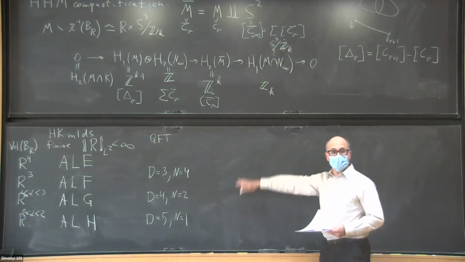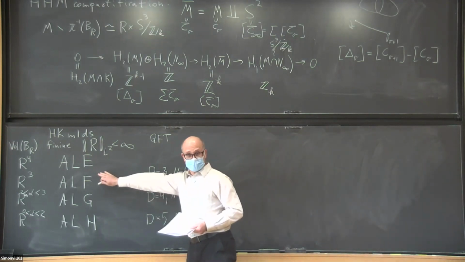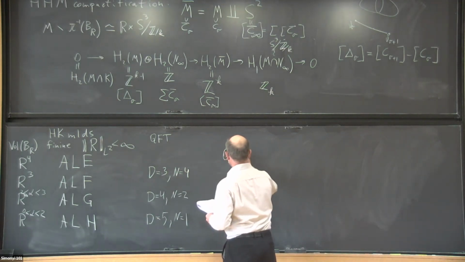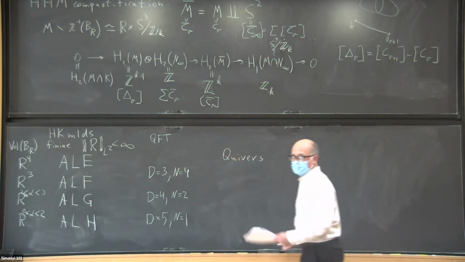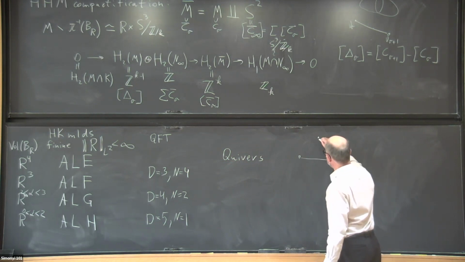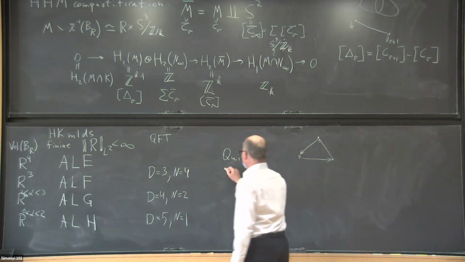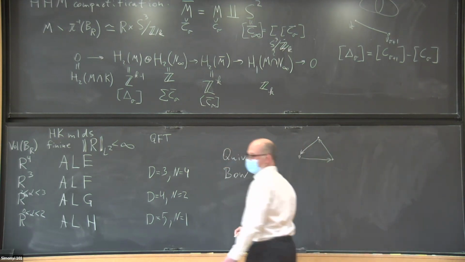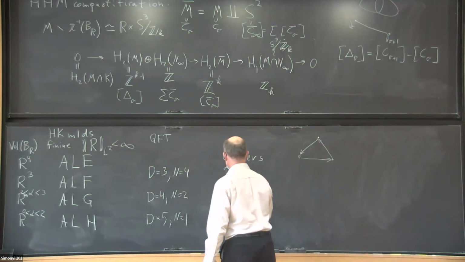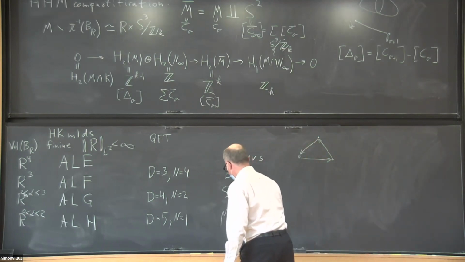What kind of combinatorial objects appear in the description of this? ALE spaces, in fact, this is Kronheimer's construction. They are all described in terms of quivers. And quivers are essentially points and arrows connecting them. ALF spaces are related to bows. That's what the story will be about today. ALG spaces relate to slings. And the ALH spaces relate to monopoles.